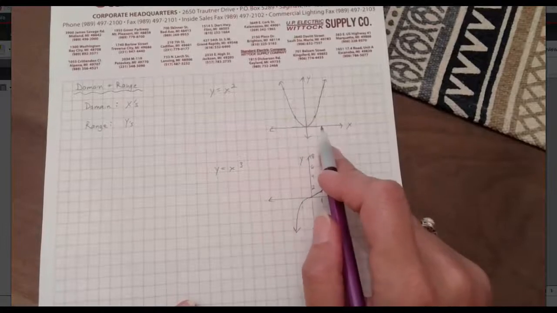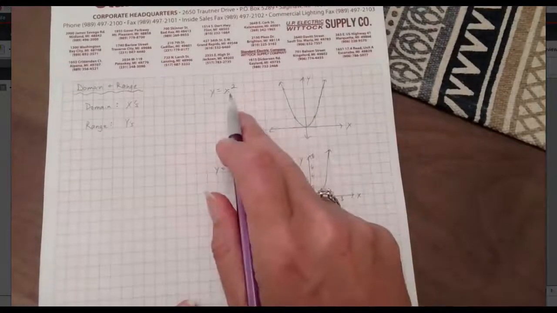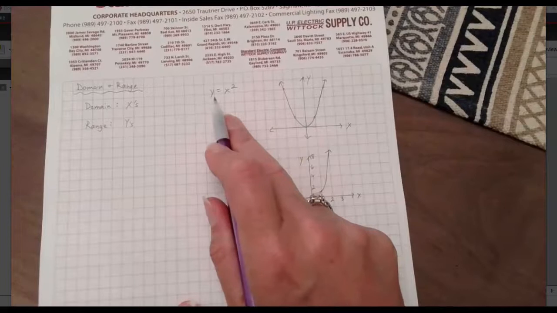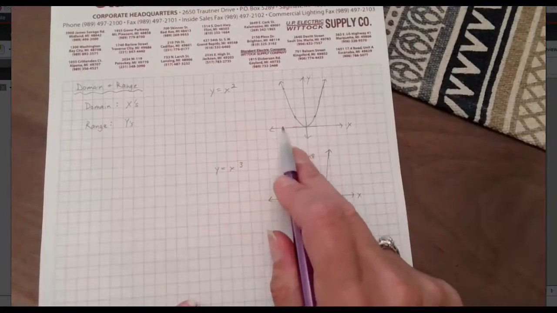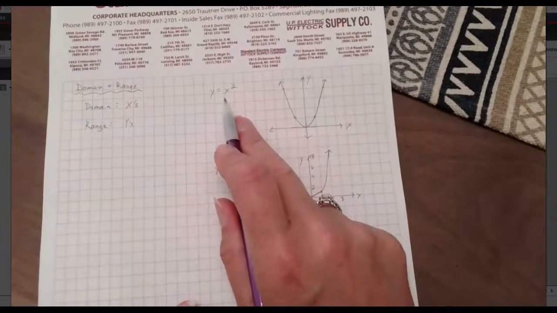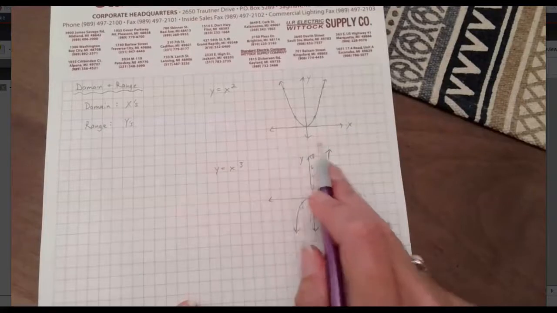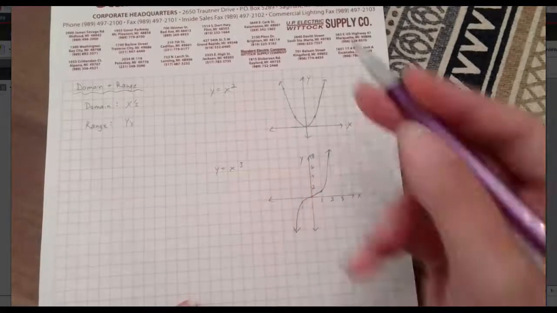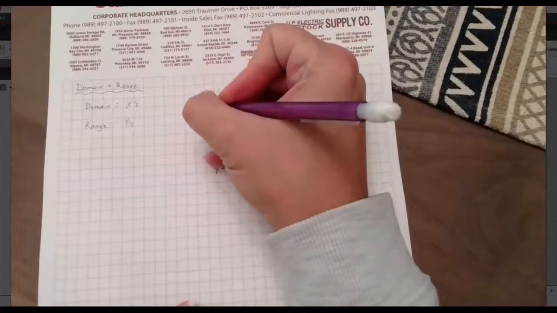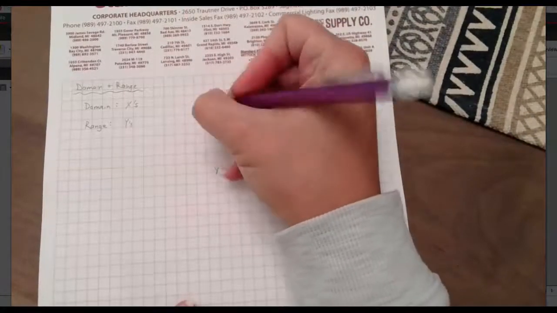That means that on the right, all the positive x values, I can put in whatever positive value I want, and it will have a y value that goes with it. Also, if I plug in something from the left, any of the negative values, I can square a negative value, and it will also have a value. There's nothing preventing me from using any number along this number line. Therefore, I would say that my domain is going to be all real numbers.